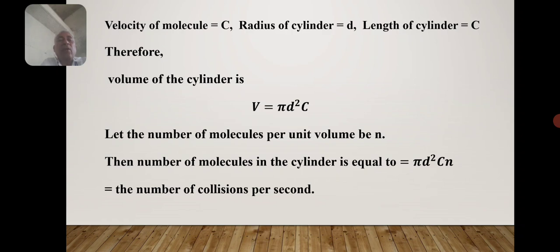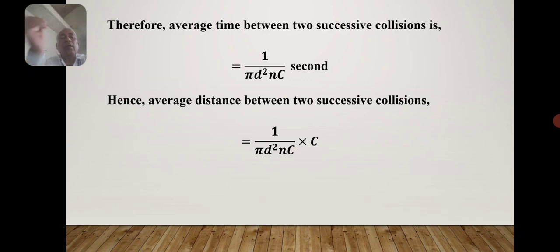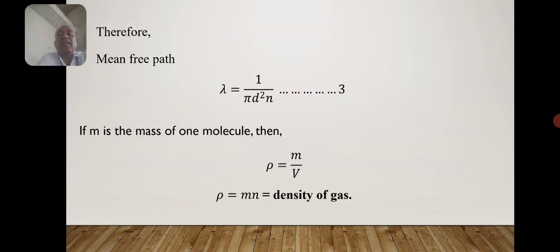Let the number of molecules per unit volume be n. Then the number of molecules in the cylinder is equal to pi d square c n, that is equal to the number of collisions per second. Therefore, the average time between two successive collisions is equal to 1 upon pi d square n c second. Hence, the average distance between two successive collisions is equal to 1 upon pi d square n c into c. In this equation, this c will get cancelled, and therefore the mean free path lambda equals 1 upon pi d square n. This is equation number 3.